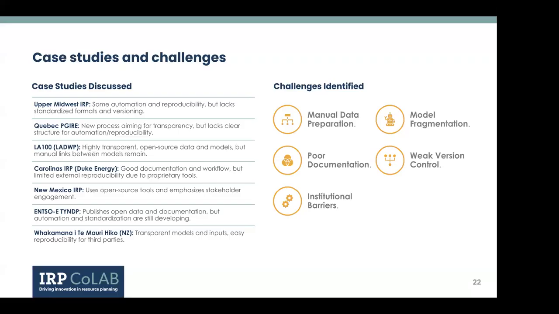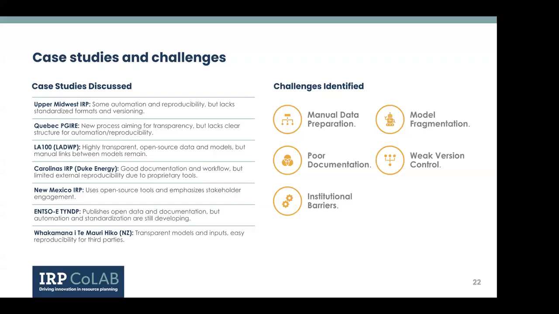Within the US, we also looked at the Carolinas IRP from Duke Energy, which is very strong on documentation and on documenting the workflow. So good also on internal reproducibility, but less on external reproducibility because of the particular tool set that is used there, which is proprietary and not available to all stakeholders. New Mexico IRP is an interesting case study because they use open source tools and really emphasize stakeholder engagement, and maybe these two things have something to do with each other.